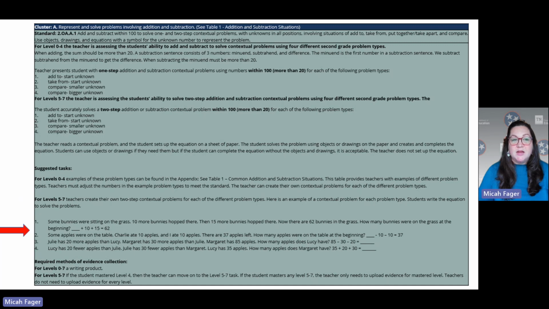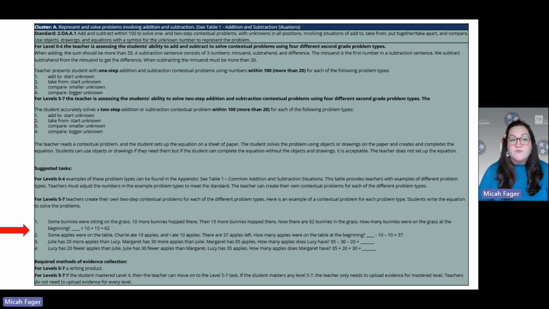For example 3, a comparison problem with the smaller unknown, they give an example. Julie has 20 more apples than Lucy. Margaret has 30 more apples than Julie. Margaret has 85 apples. How many apples does Lucy have? So you are given the larger numbers and the smaller is unknown. But again, the student has to follow 2 steps to get to the smaller unknown.